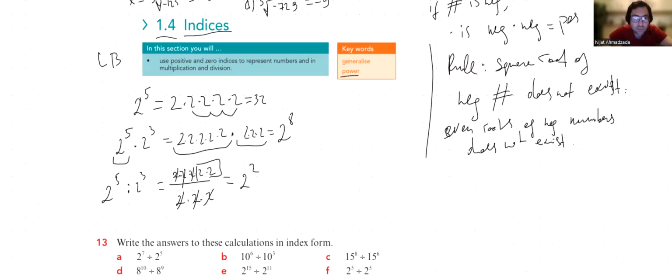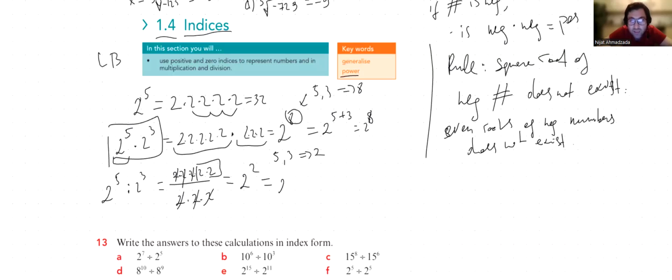Notice that when I multiplied them, the answer was 2 to the power of 8, which is the same thing as 2 to the power of 5 plus 3. I had the powers 5 and 3, and I got 8. Similarly with 2 to the power of 2: I had 2 to the power of 5 and 3, and I got 2, which is the same thing as 5 minus 3. So, what is the rule?